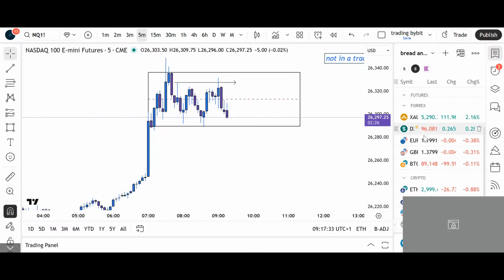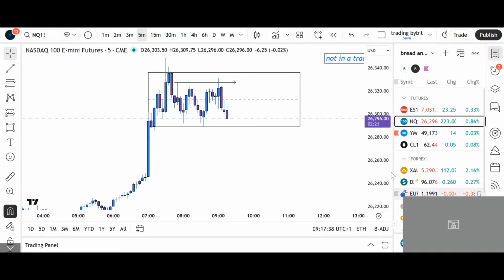Gold made a new all-time high again. Silver is making a new all-time high, so we are actually at a good way.